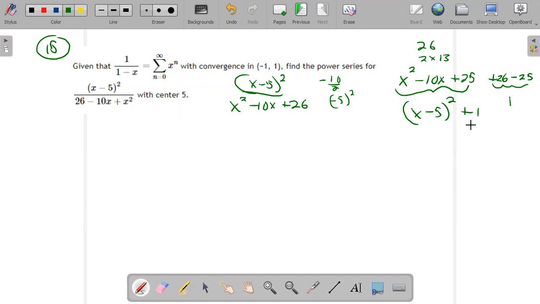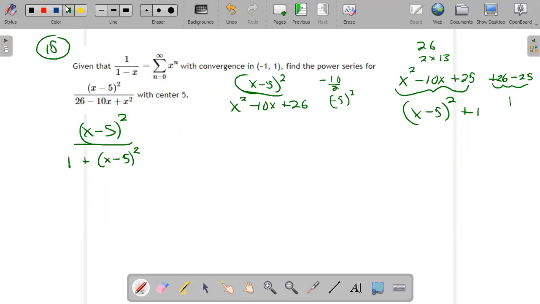And if I add 1 to that, that gives me x squared minus 10x plus 26. So my original function is now x minus 5 squared divided by 1 plus, in parentheses, x minus 5 squared. So I'm starting to get it to look more like this right here. Got the x minus 5 squared in the numerator, which is probably just going to be a multiple.